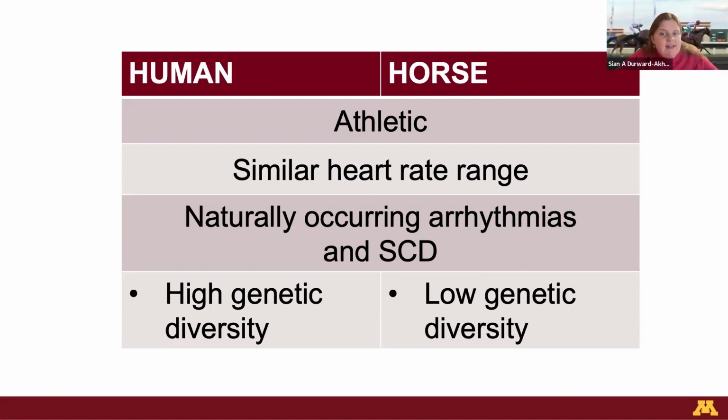it already occurs naturally. And then most importantly, when we think of the genetic diversity, humans have very high genetic diversity, which makes identifying causative variants challenging. Whereas in comparison, racehorses have relatively low genetic diversity, which should facilitate identification of disease-causing variants.